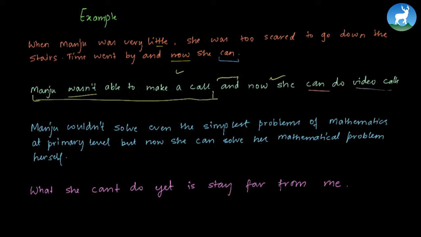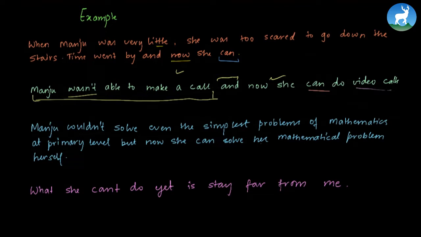So another statement, Manju couldn't solve even the simplest problems. So couldn't solve, remember, could and couldn't. Could is the way to express ability, and couldn't is used to show the inability. However, it comes from could. So could is used to talk about the past, right? So Manju couldn't solve even the simplest problems of mathematics.